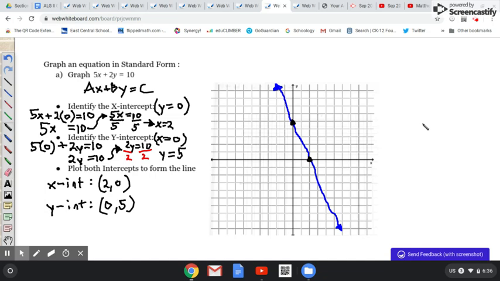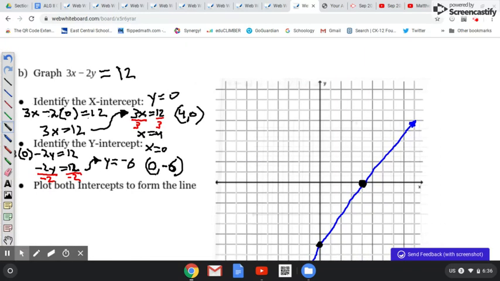Okay, so there's only one more example like this in the notes. I'd like you to pause the video and try part B on your own to graph a line in standard form. Okay, hopefully you paused the video and tried part B on your own. Let's take a look at the solution.